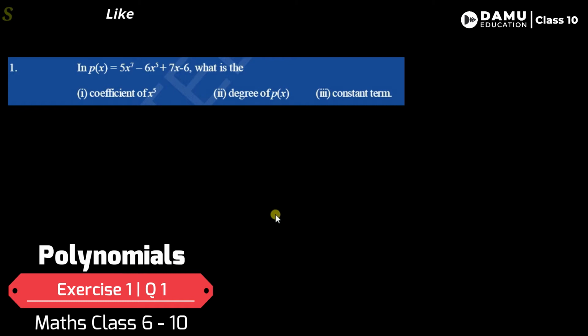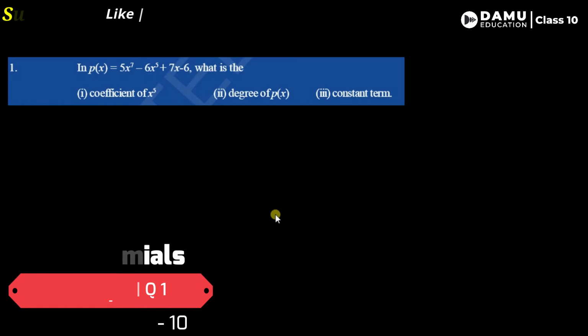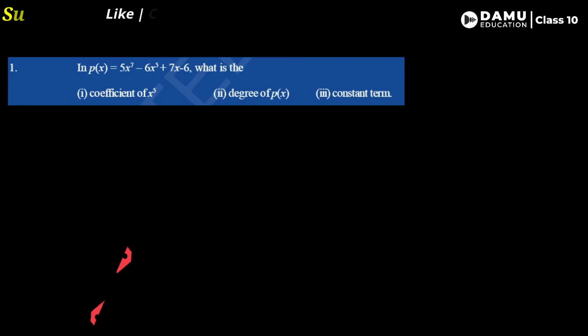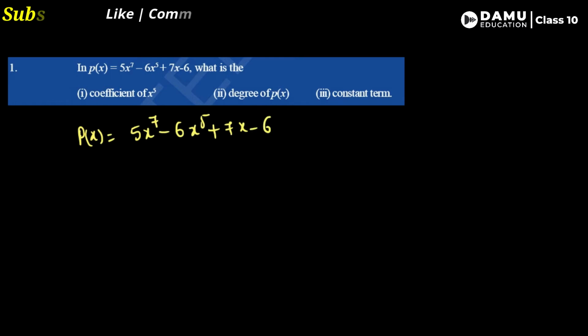So we have started this new chapter, that is polynomials. First question in first exercise. They are given that P of x is a polynomial, P of x equals 5x power 7 minus 6x power 5 plus 7x minus 6. What is the coefficient of x power 5, degree of P of x and constant term?